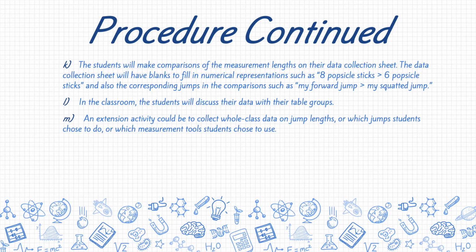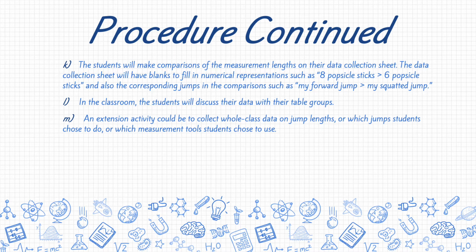So then once both students in the partnership have 3 jumps recorded on their data collection sheet, they will make comparisons of the measurement lengths. So there will be some blanks on the data collection sheet to fill in, such as numerical representations. An example might be that 8 popsicle sticks is greater than 6 popsicle sticks, but then also the corresponding jumps, such as my forward jump was greater than my squatted jump.